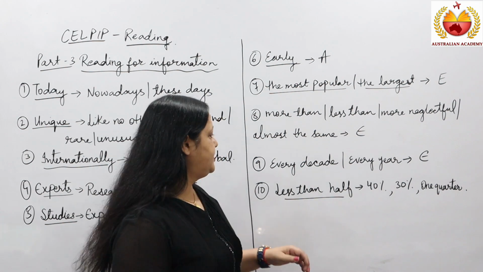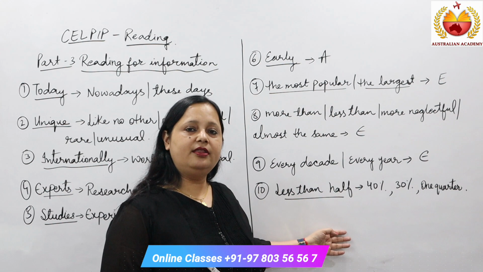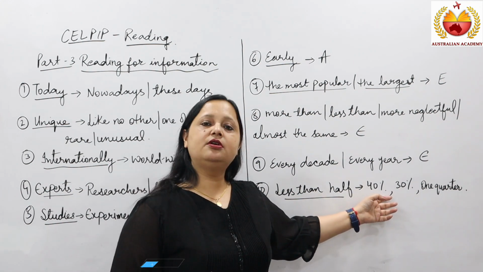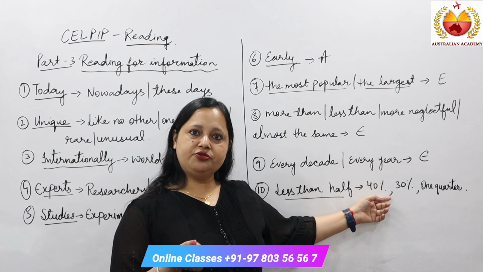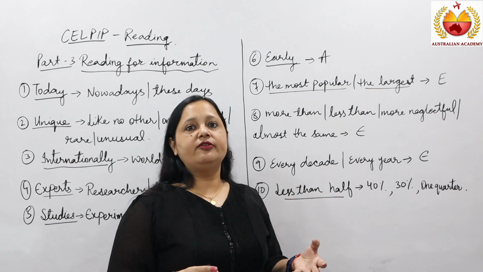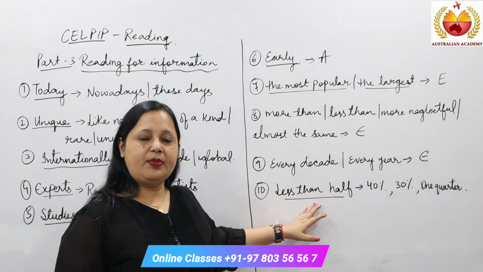Another thing is, let's say the question somewhere says less than half. So less than half, that's again an important keyword. So in the passage you need to search the numbers. If you are getting the numbers straight away, 40%, 30%, 70%, 80%, 50%, you can compare both of the things and you can give the answer accordingly.